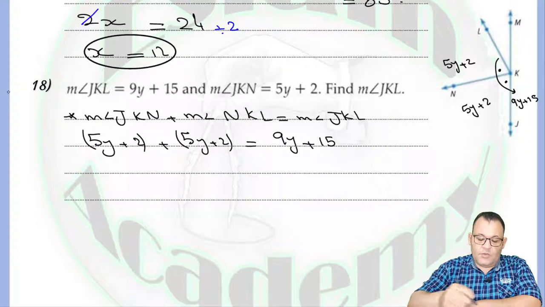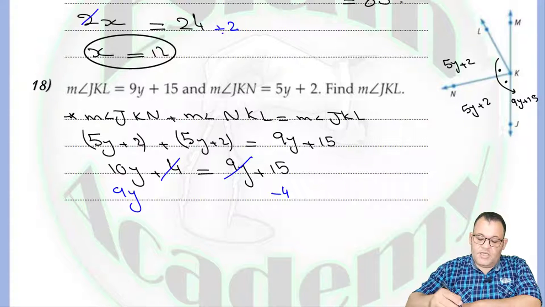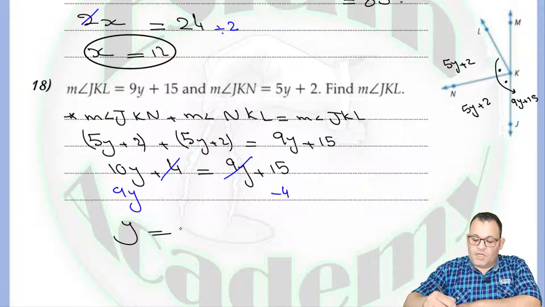Now we need to solve the equation. 5y and 5y equals 10y. 2 and 2 equals 4. That equals 9y plus 15. Now by solving the equation, I will subtract 9y, then subtract 4. So we can say that 10y minus 9y equals y. 15 minus 4 equals 11. That will be the value of y.